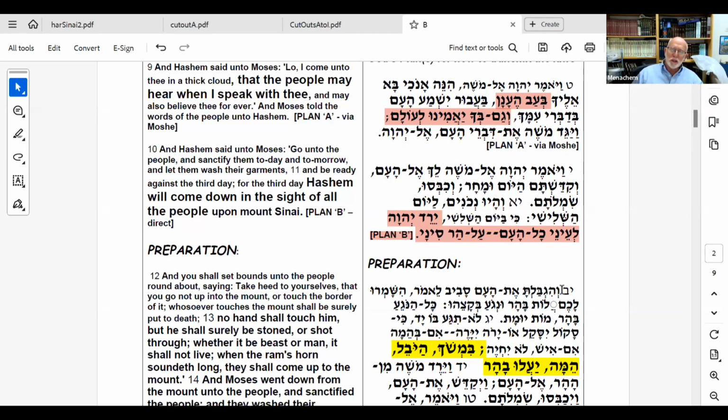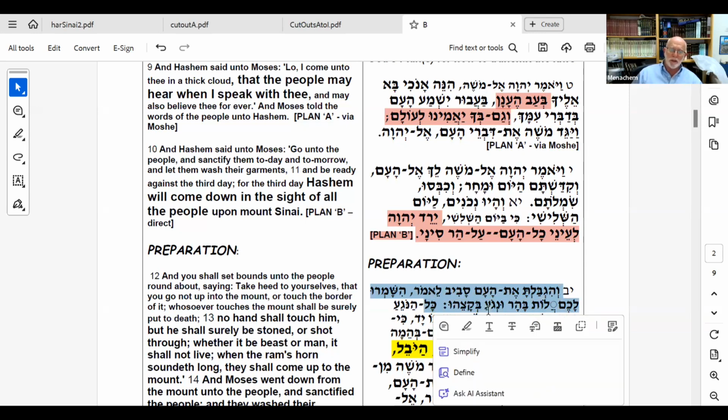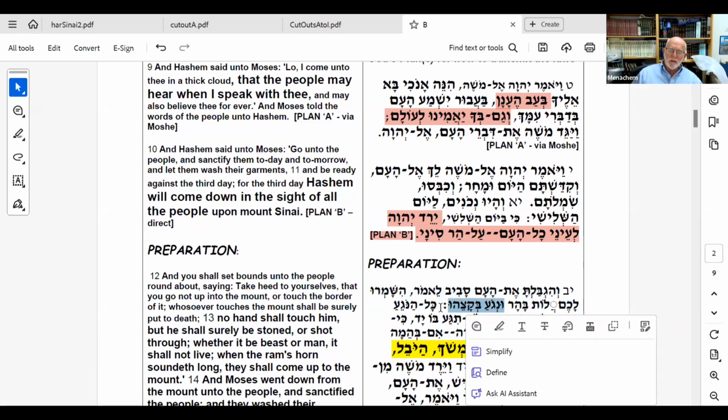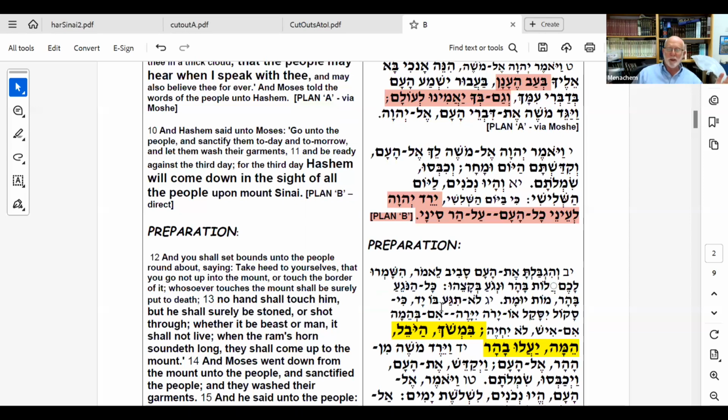Okay. In addition to these 3 days of preparation, we're going to cordon off the mountain. Be careful. Don't go up the mountain. Remember this idea of going up the mountain and touching its edge even? Anyone who even touches the mountain will die. And therefore, no one can touch it. If someone goes up to touch it, there need to be ushers.